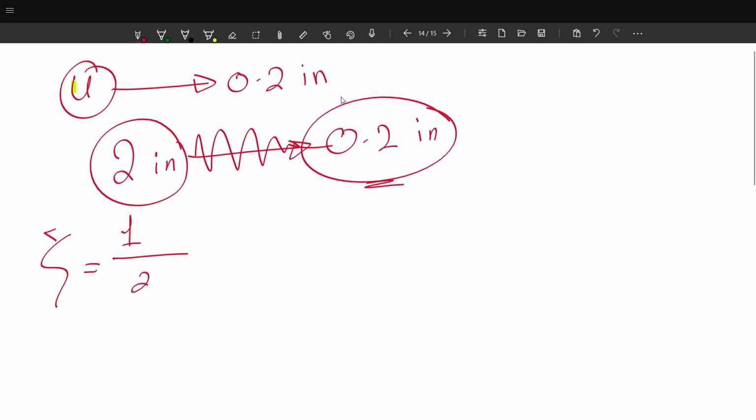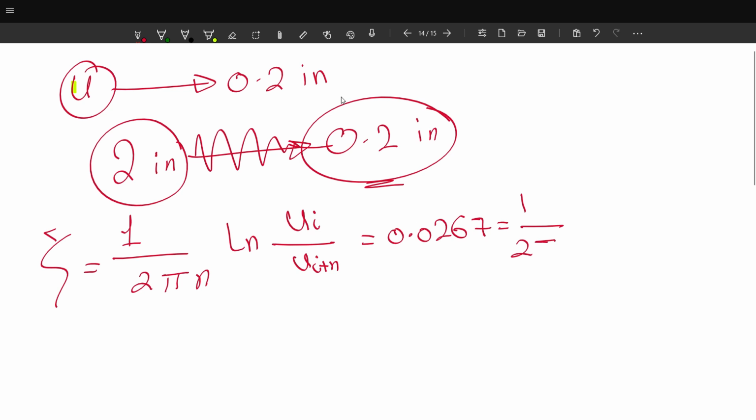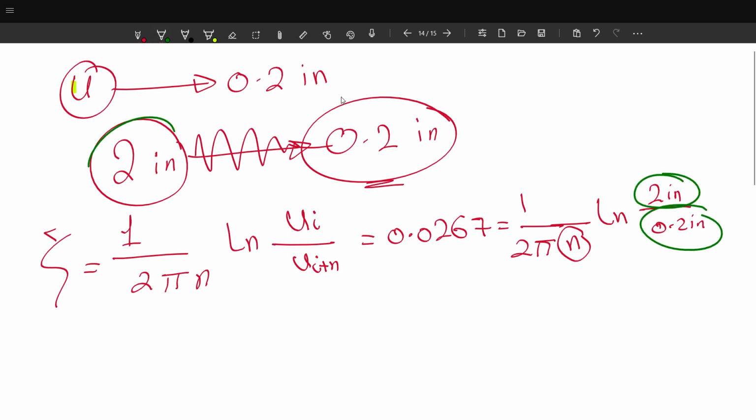1 over 2 pi n, which is the number of cycles, times the natural logarithm of ui over ui+n. This is going to be the damping ratio we have already obtained, which is 0.0267, equals 1 over 2 pi, it is known, n, it is our unknown here, ln 2 inches over 0.2 inches, right? It is before and after. This is the beginning and this is at the end. We want it from 2 inches to 0.2 inches. So it is only the unknown here. We can obtain it easily.